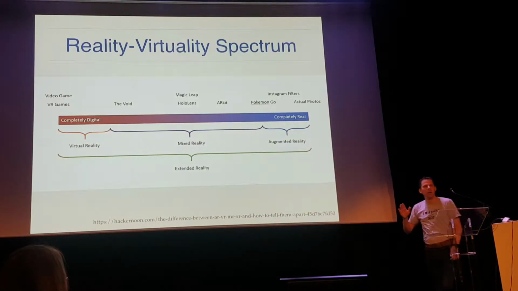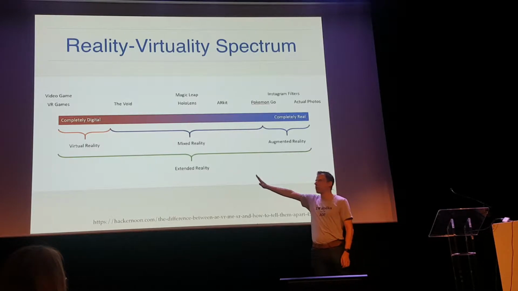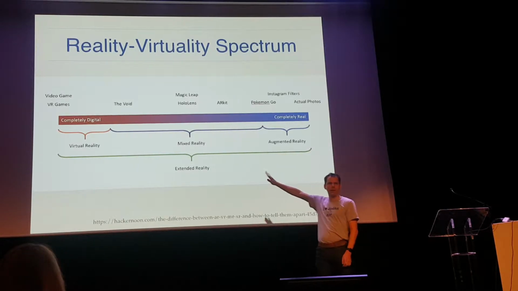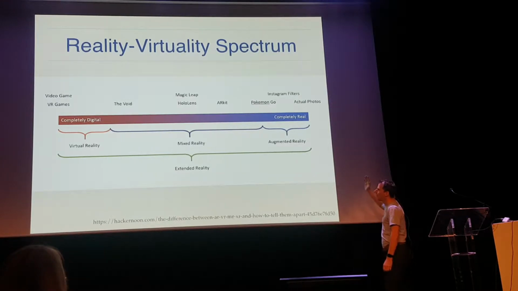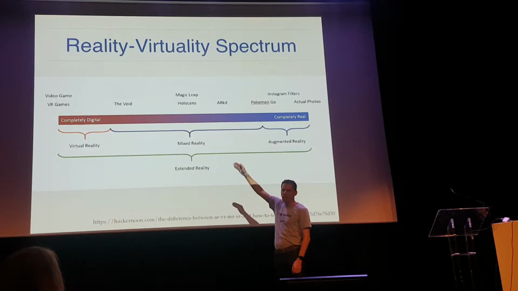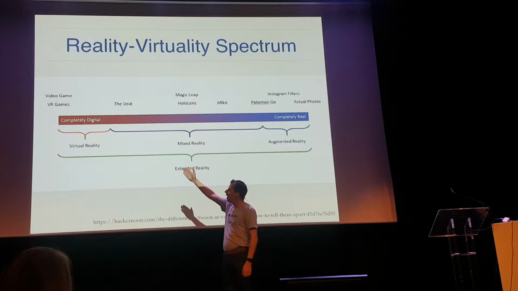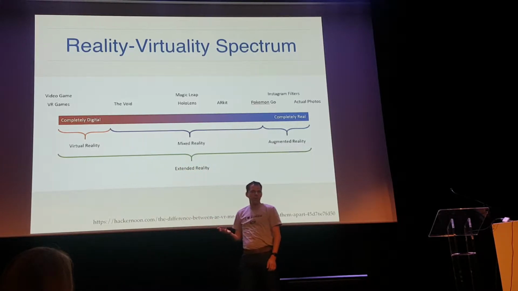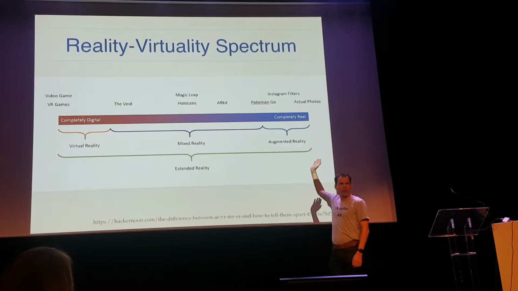Another picture, how you can look at that: on the left-hand side is completely digital, so computer-generated virtual reality. Here, this is the reality. So here we have augmented reality. And then you have something in the middle, mixed reality. And on top you see typical use cases. So you have video games, virtual reality games, and on this side, the most popular one, who played Pokemon Go?